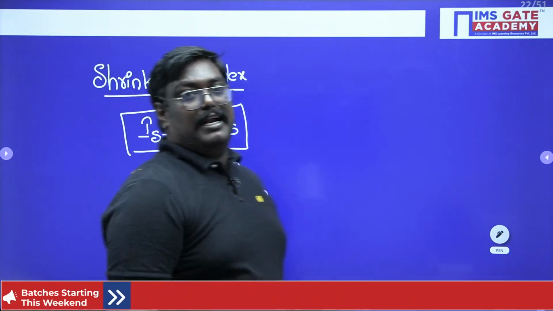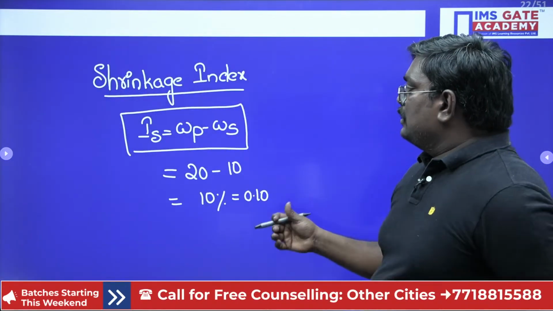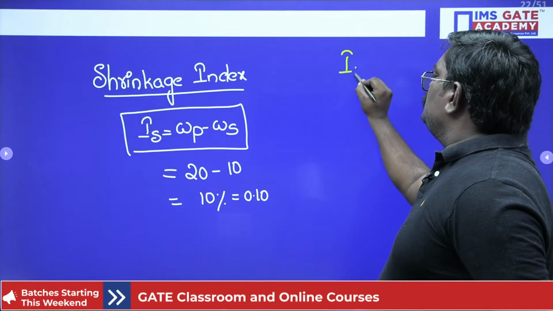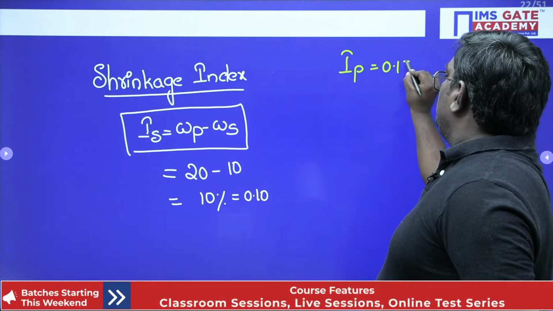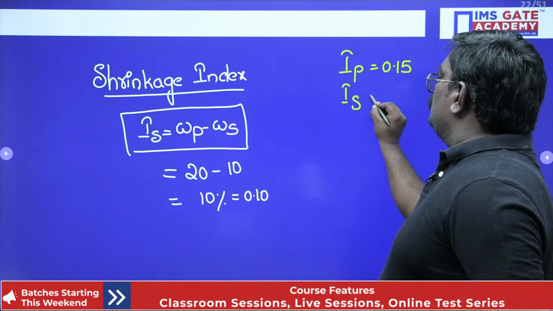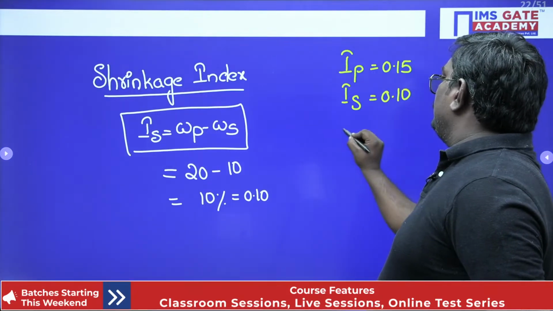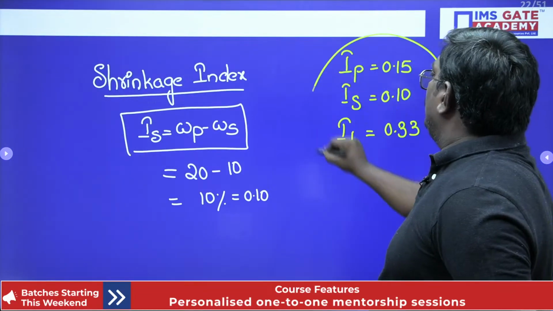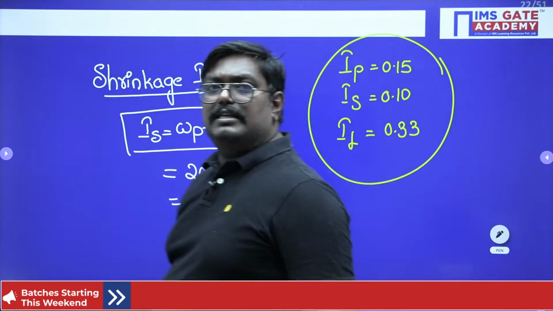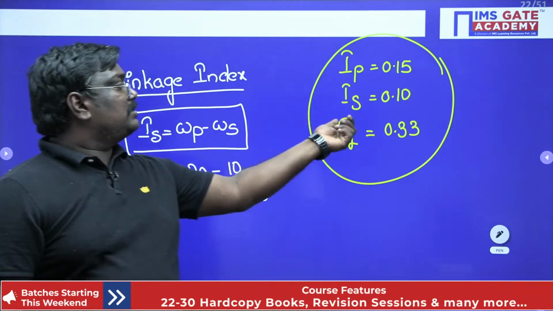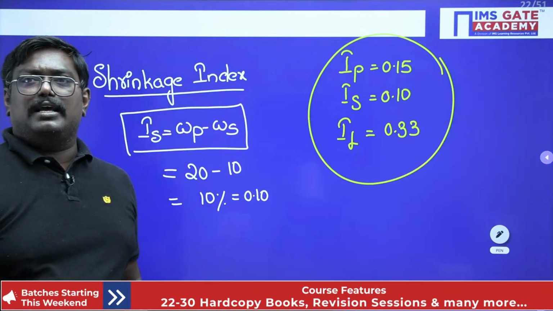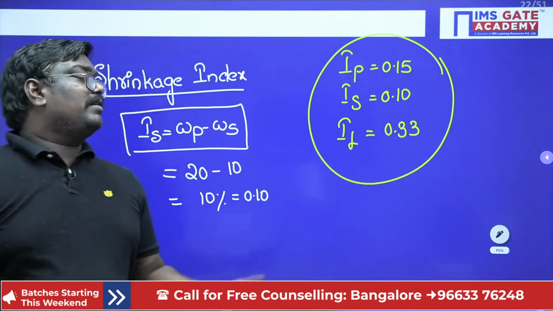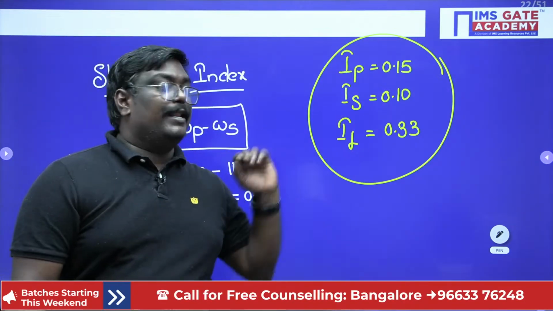So if you see here, my dear students, what is the plasticity index? IP is equal to 0.15. The shrinkage index is equal to 0.10. And the liquidity index is equal to 0.33. So I hope you are clear with the indices, that is the plasticity index, liquidity index and shrinkage index. Is this clear? Any doubts in this problem? It is a direct formula substitution. If you remember the formulas, just plug in the values, you will get the answer.